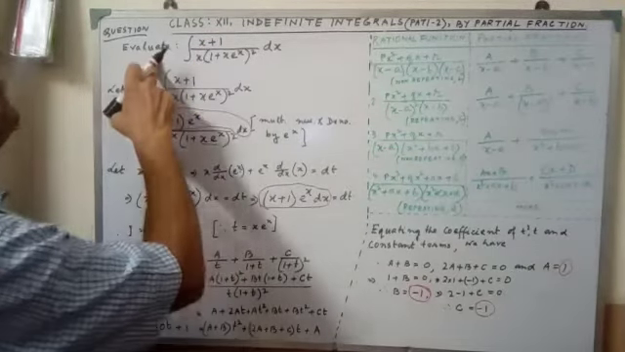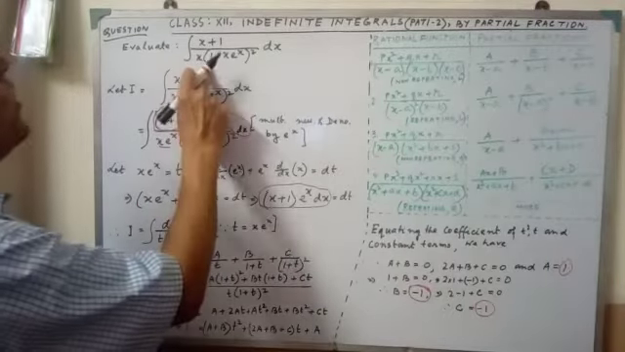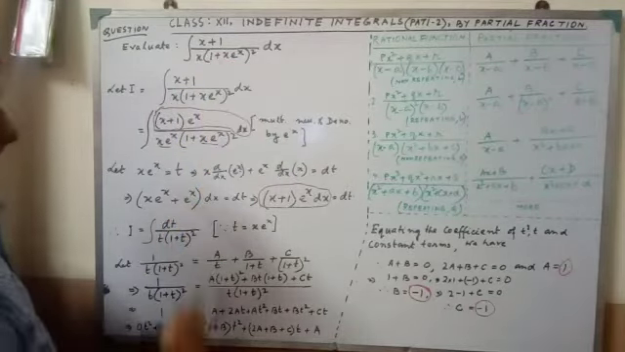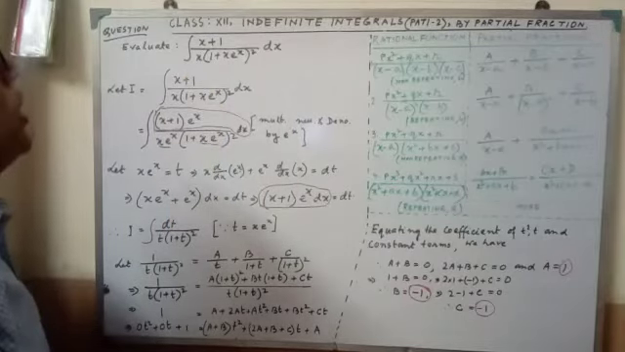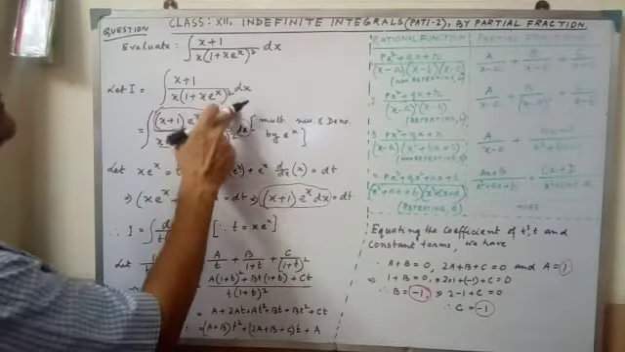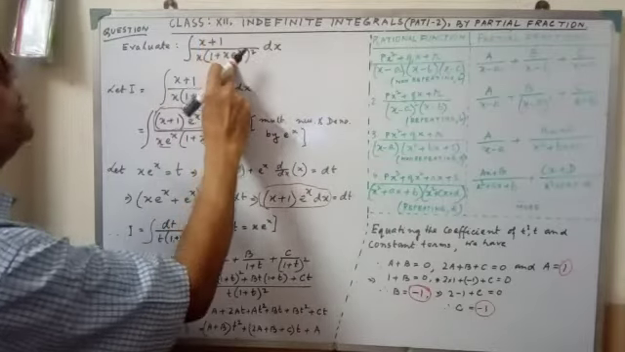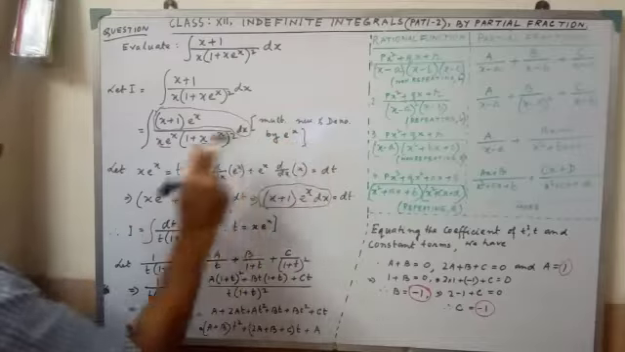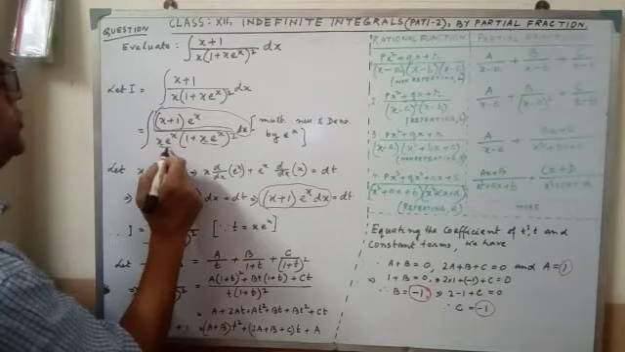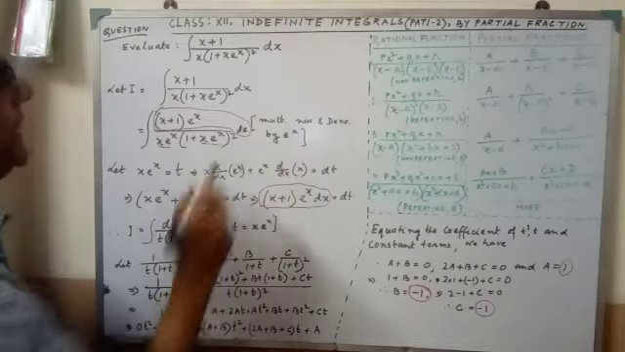The sum is given: evaluate the integration of x plus 1 by x into 1 plus x e to the power x whole square dx. Exactly this is not in the frame for applying the formula. First we have to simplify. How I am simplifying, notice carefully. You have to multiply numerator and denominator by e to the power x. By multiplying, we are getting x plus 1 e to the power x by x into e to the power x into 1 plus x into e to the power x whole square dx.